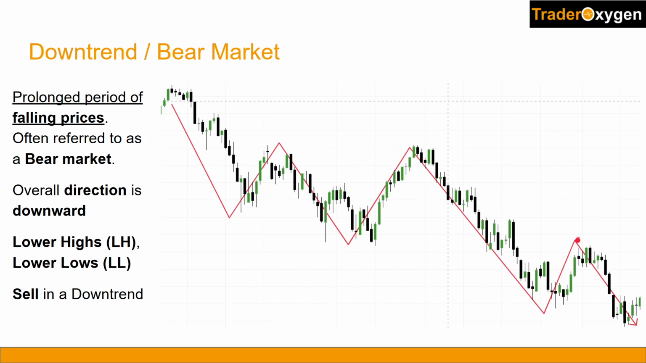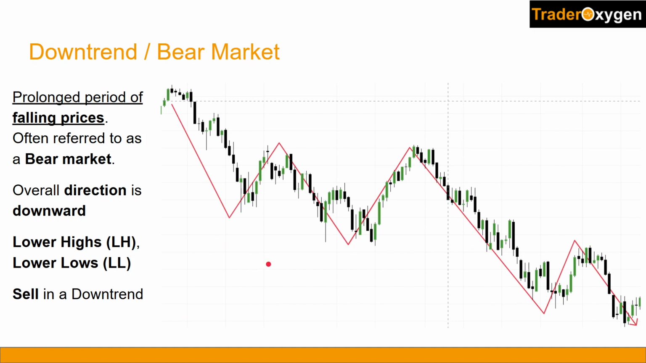So why is it a lower high? Because this swing high is lower than this swing high, and this swing high is lower than this swing high. Almost equal. It's going down. Lower lows: this swing low is lower than this swing low, and this swing low is lower than this swing low. Traders sell in a downtrend.